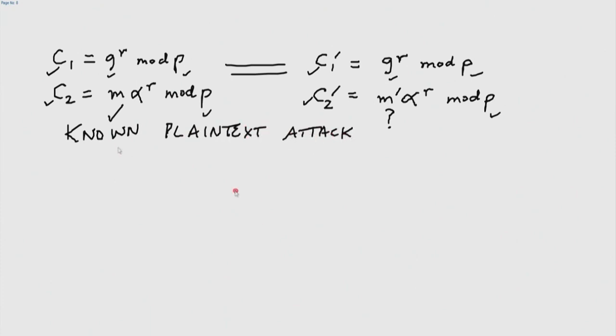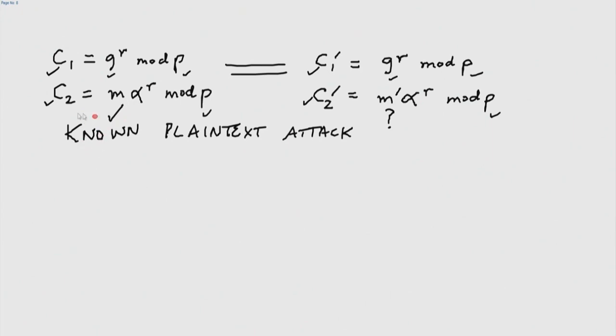Where I happen to know one or more message-ciphertext pairs. So let's suppose I happen to know the value of M. The question is, is it possible to know the value of M prime, on the assumption that the software is buggy and uses the same random number repeatedly? So now I'm trying to find out M prime, given that I know C2 and given that the random number that was chosen for both the encryptions is the same.